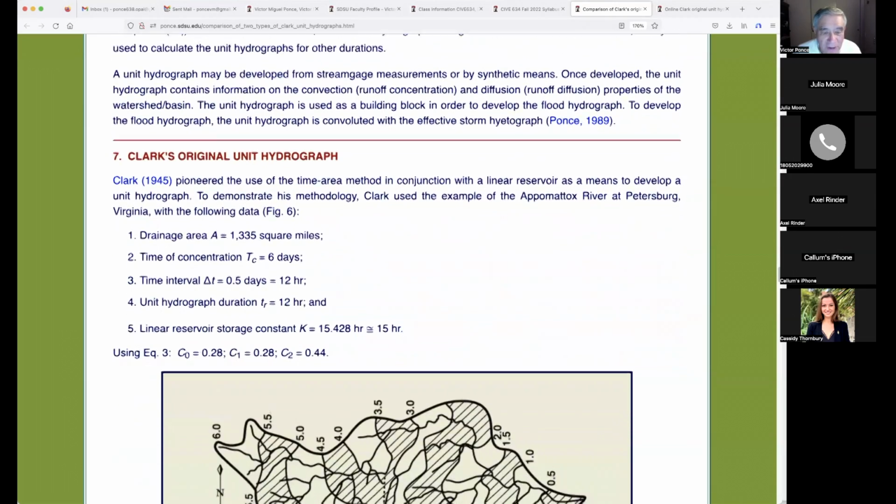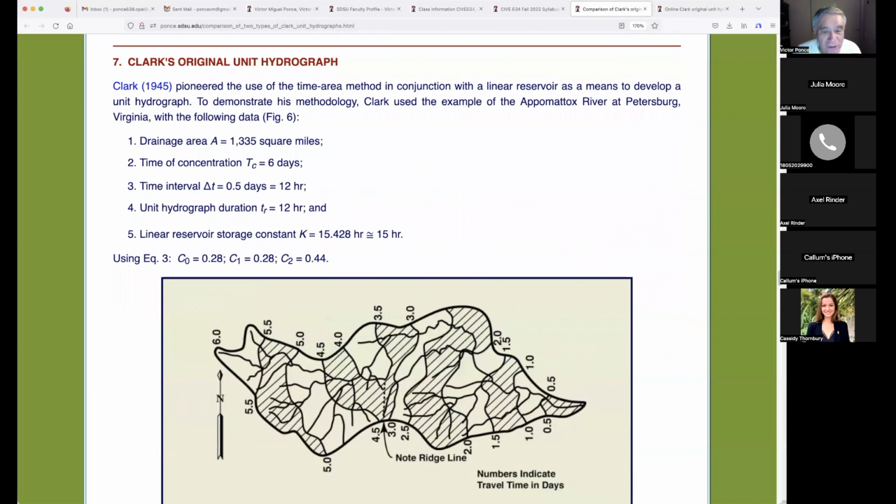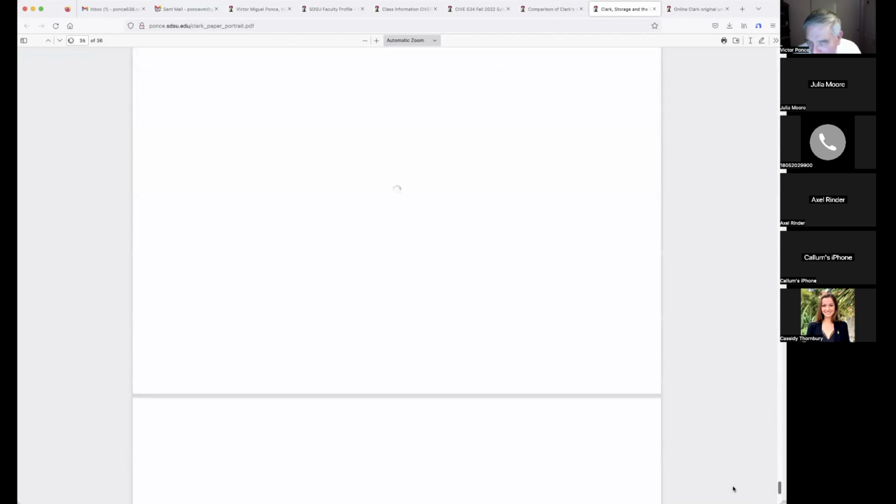What is a unit hydrograph? The Clark original unit hydrograph. We went all the way to Clark, and I believe if you're interested, you can click over here and our system will load you into Clark's method. And notice this little bar in here? That shows that this PDF is huge. It's about 40 pages, 1419.